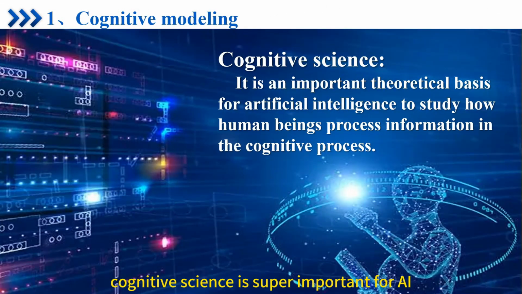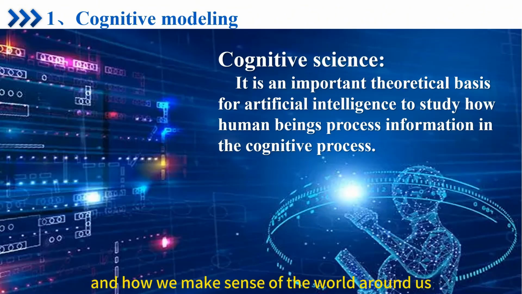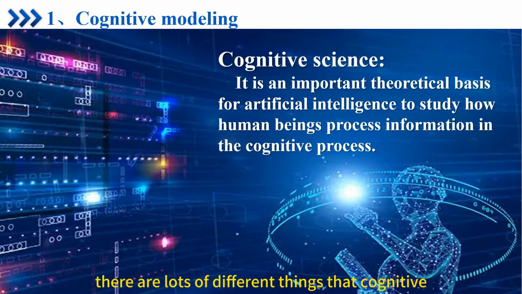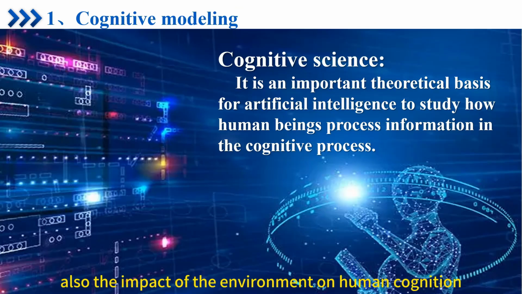Cognitive science is super important for AI. It's all about studying how people think and process information. Basically, it's about how our brain works and how we make sense of the world around us. Cognitive science covers many things: perception, memory, thinking, learning, language, imagination, creativity, attention, problem solving, and also the impact of the environment on human cognition.